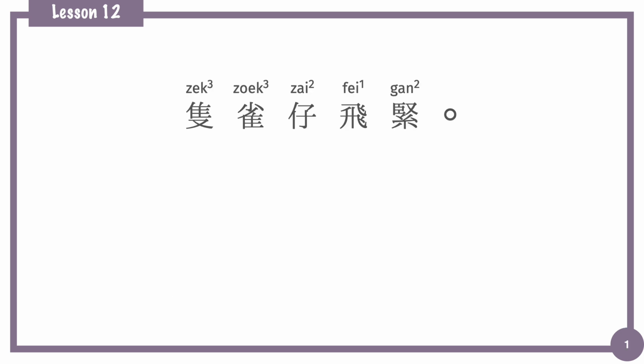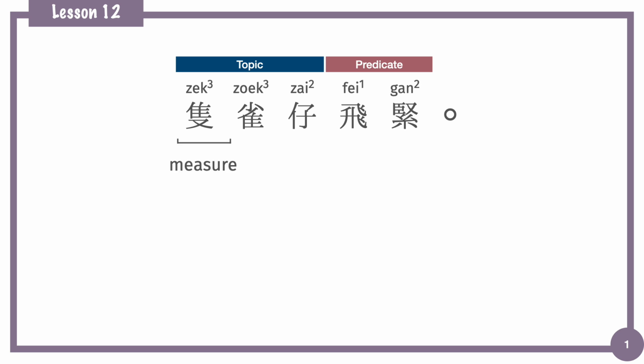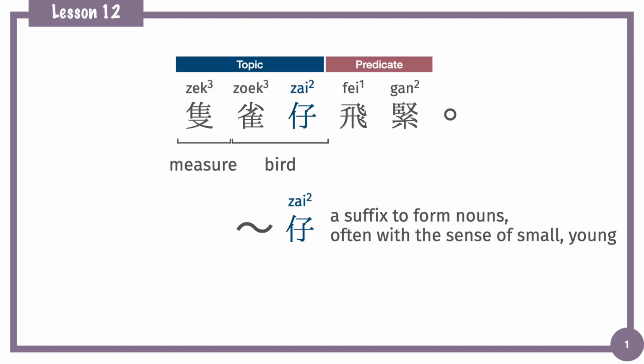Let's look at the first sentence of today. 隻雀仔飛緊 is a sentence with verbal predicate. 隻雀仔 is the topic and 飛緊 is the predicate. 隻 is the measure word and 雀仔 means bird. The word 仔 is a suffix for nouns, especially for animals and people.